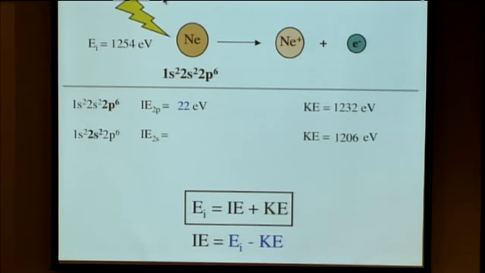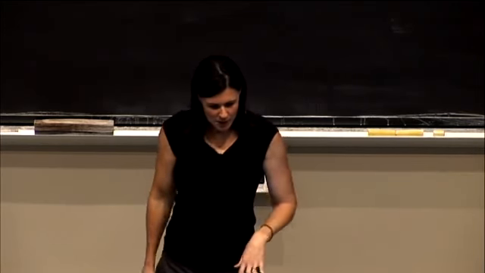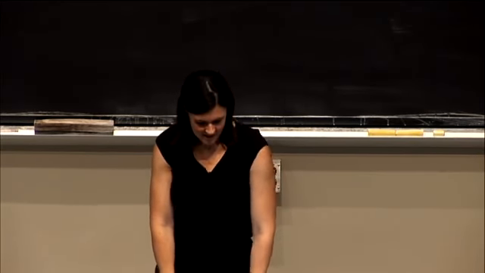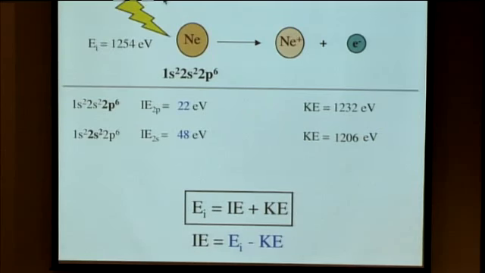We can do the same thing for the other observed kinetic energies. So for example, in the second case, we say that we see 1206 in terms of the kinetic energy. Same sort of subtraction problem. What do we have for the ionization energy of the 2s electron? Good quick math. All right, so 48 electron volts.